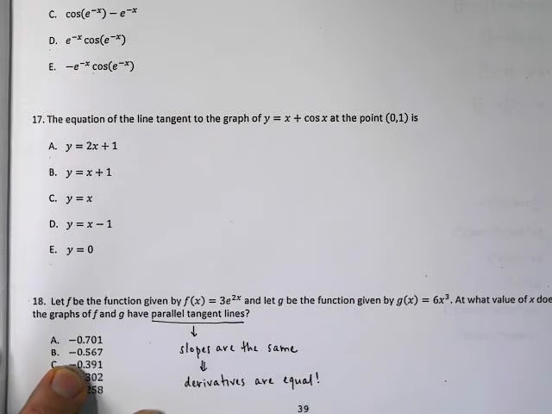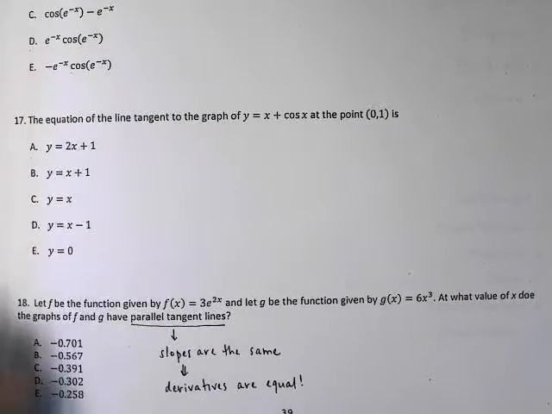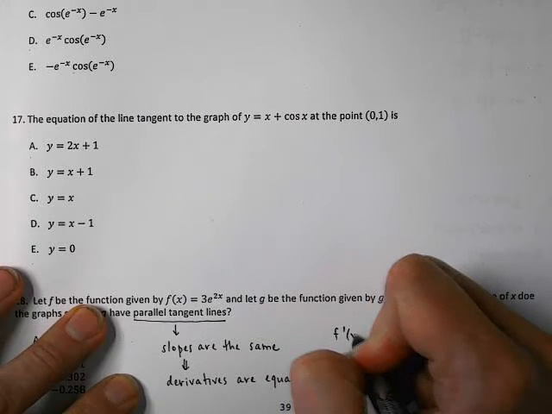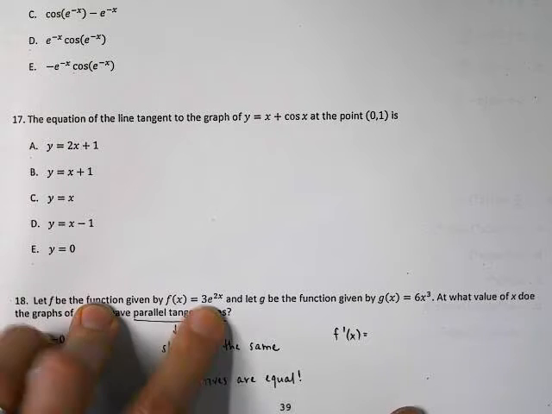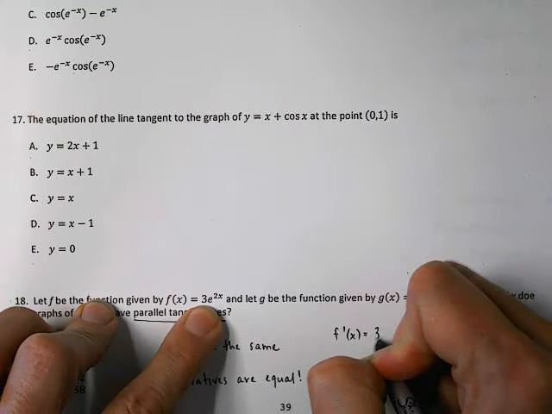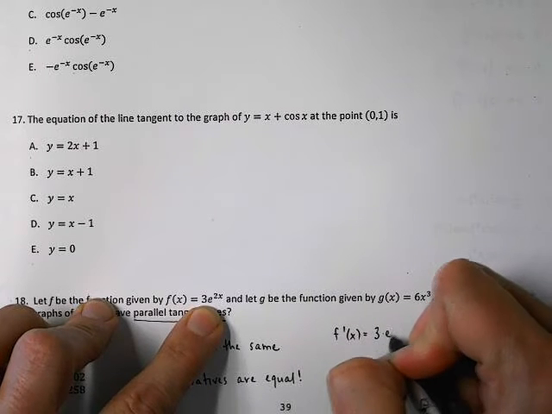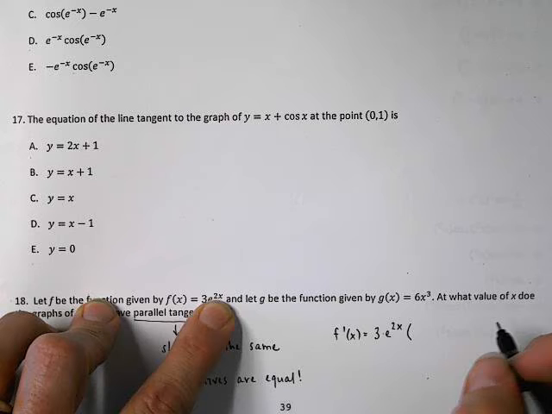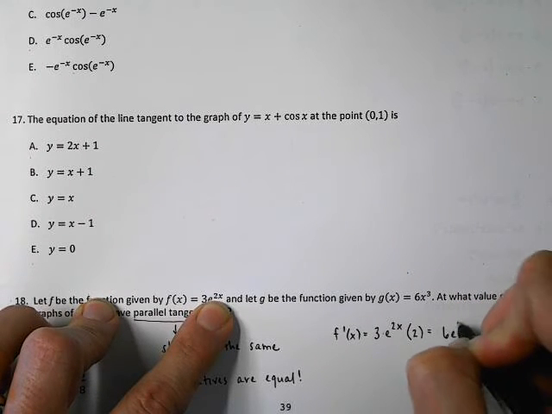And so I can get the derivatives. Our calculator is going to help us find out where they're equal to each other. So let's go ahead. First I need to know what f prime of x is equal to. So f prime of x, we're going to have 3. Now I know the derivative of e to the 2x just starts off as e to the 2x, and then I'm going to multiply by the derivative of 2x, which is just 2. So I get 6e to the 2x.